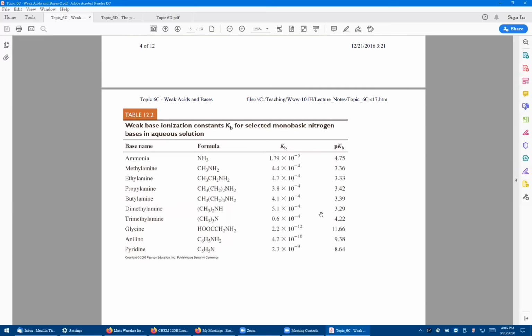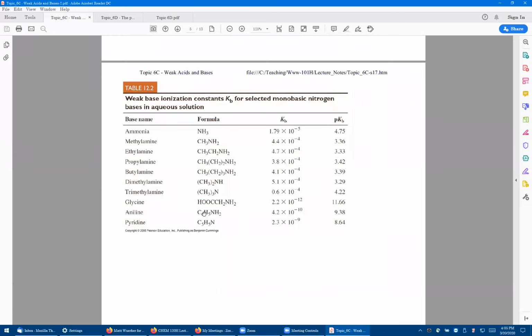So here are some, very few weak bases. It's not true that all weak bases contain nitrogen, but many or most of them do. The ones that are shown here are all monobasic nitrogen bases in aqueous solution. Again, one of the commonest ones is ammonia, which dissolves in water to form ammonium ion and hydroxide ion. The Kb, and again, this is a number you'll wind up remembering a lot because it happens to come up often, and it just so happens, purely coincidentally, that it has the same K value as acetic acid does, except that it's a Kb instead of a Ka.